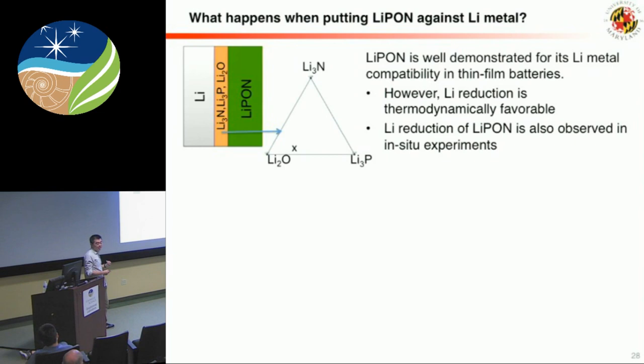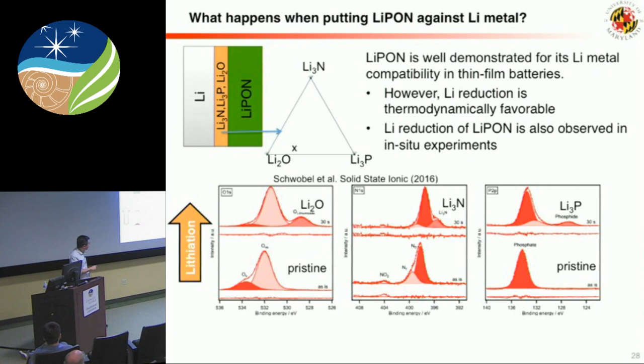So here we also want to understand why this solid electrolyte material works so well. But from our thermodynamic scheme, we find it can actually react with lithium metal and form these products. You can see essentially the lithium reduces any element in this kind of material. And this is also experimentally confirmed.